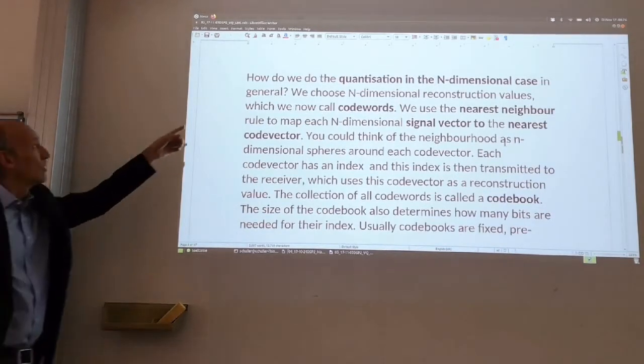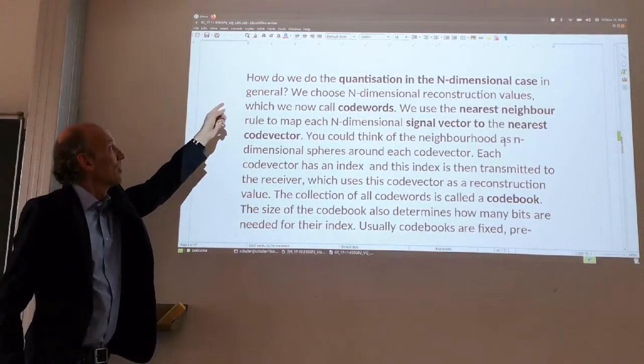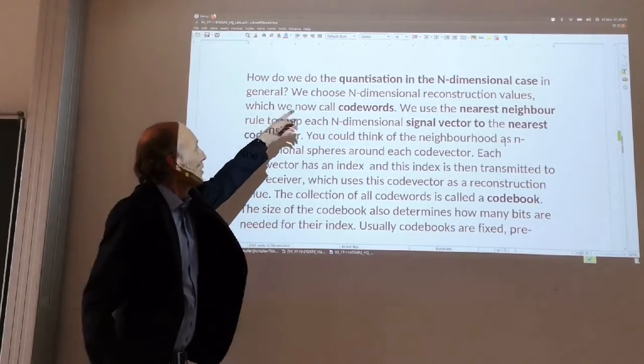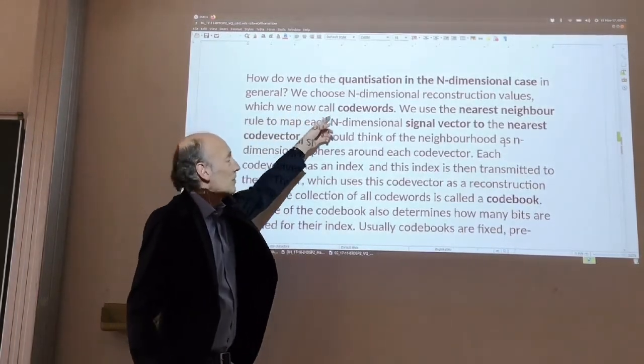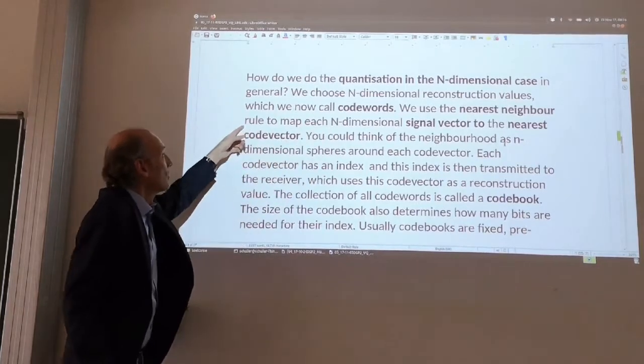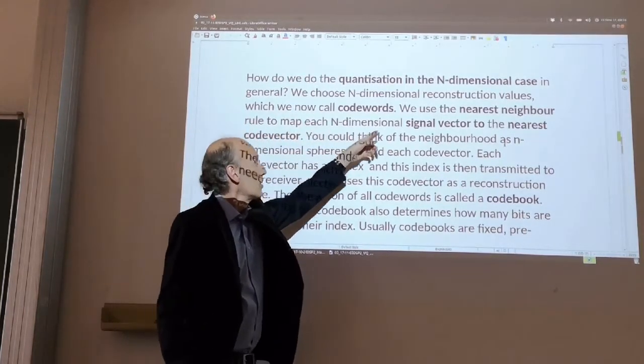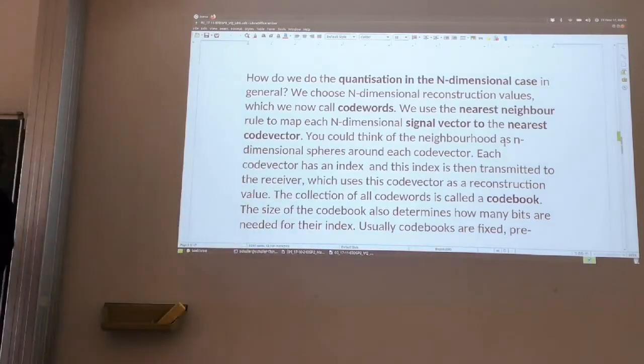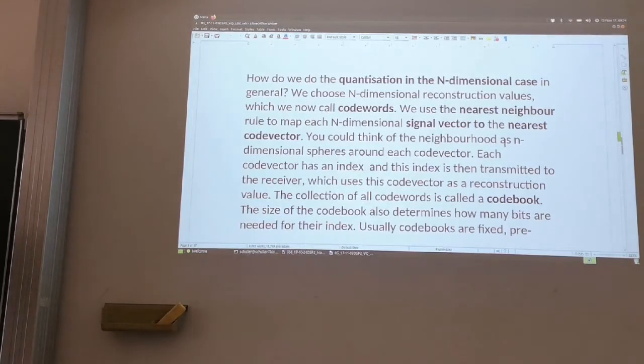So how do we do the quantization in the n-dimensional case in general? Not just two-dimensional, but n-dimensional. We choose n-dimensional reconstruction values, which we now call code words. We use the nearest neighbor rule to map each n-dimensional signal vector to the nearest code vector. Remember, we can still do that in n dimensions because we have a distance measure. When we have a vector and a set of code words, we can compute the distance between the two. Do you know how to do it?